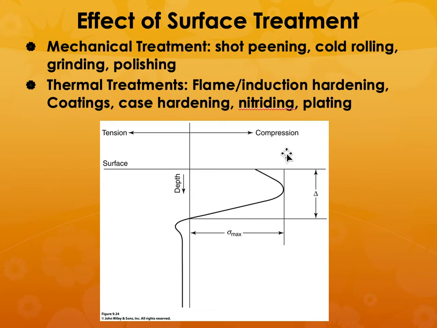There are also thermal treatments. Typically, if you do flame or induction hardening, for a rotating component like a tappet rod in automotive engines, they harden them by flame or induction hardening. That can improve the fatigue life of the component. You can also do coatings, case hardening or nitriding, or apply some kind of plating that can improve the fatigue life of your component.